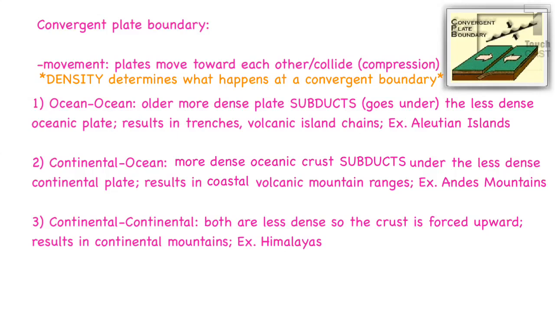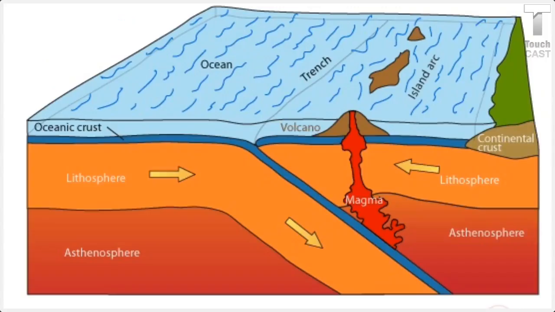My suggestion is that you pause the video to get this information written down. A thing to remember is that density is the determining factor for a convergent boundary. So the more dense of the two plates will sink or subduct underneath the other plate, and that subduction results in a variety of crustal features depending on the type of plates you have interacting.